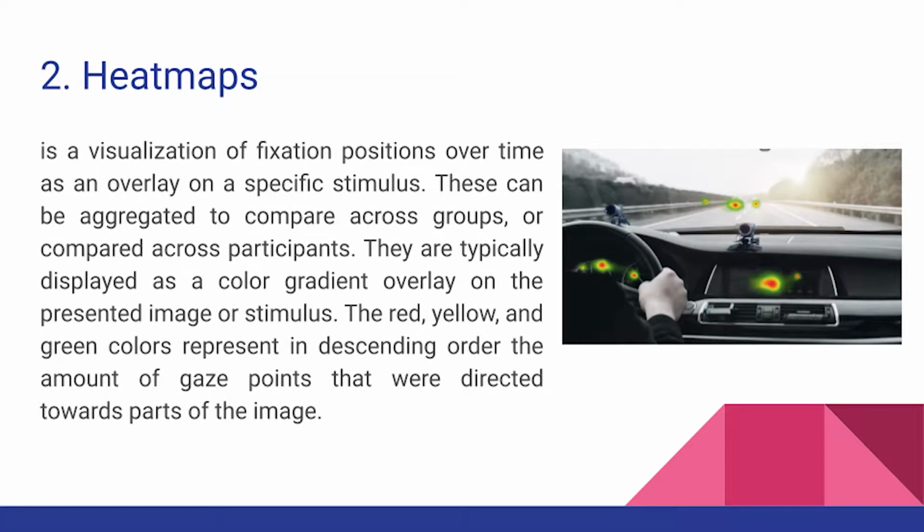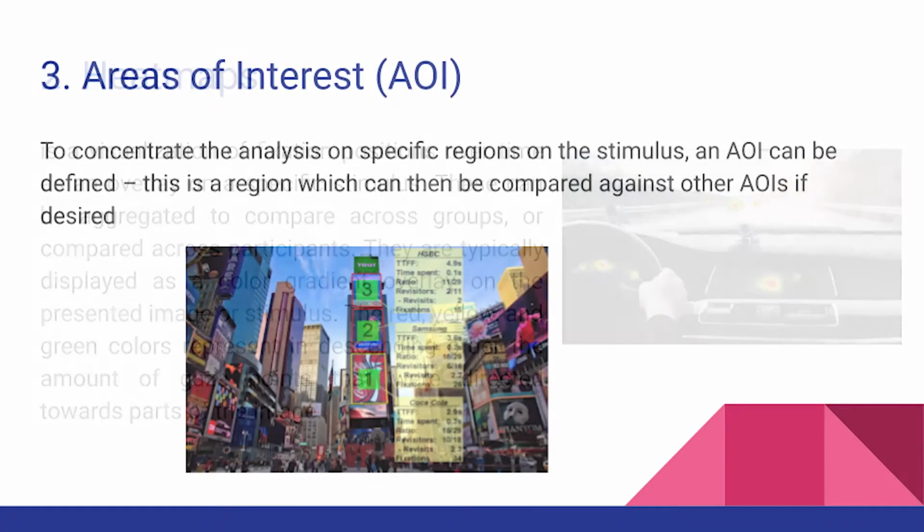Number 2. Heat maps. A heat map is a visualization of fixation positions over time as an overlay on a specific stimulus. This can be aggregated to compare across groups or compared across participants. They are typically displayed as a color gradient overlay on the present image or stimulus. The red, yellow, and green colors represent, in descending order, the amount of gaze points that were directed towards parts of the image.